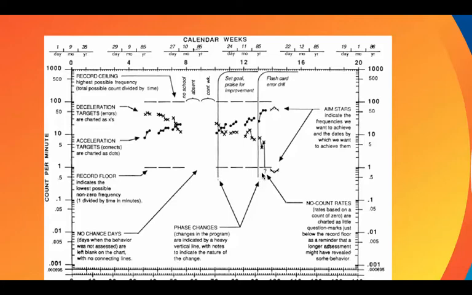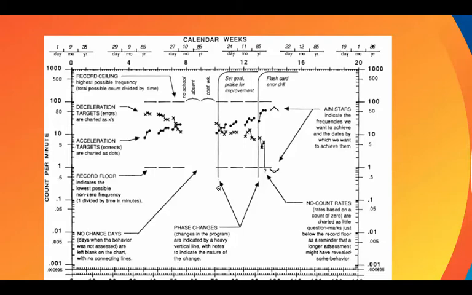So you've got a record floor, and you also have what's referred to as a record ceiling, which is the highest possible frequency that can be achieved. You've got your aim star, you've got your record floor, and then you've got your data paths and your individual data points. And then the condition change lines are right here as well. You can see them in this graph. So a different form of graph.